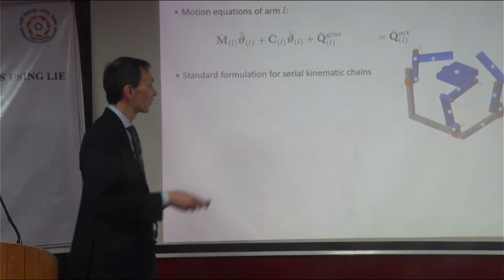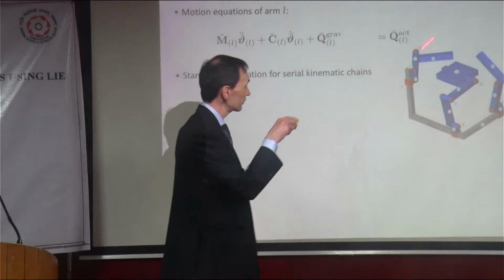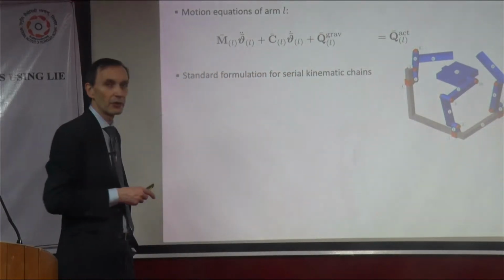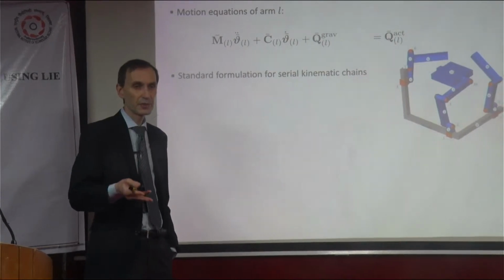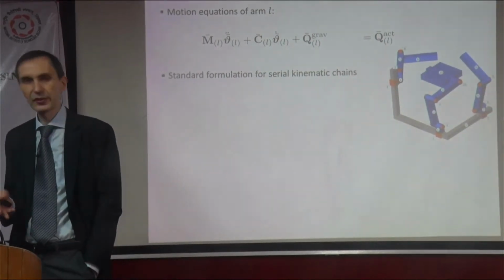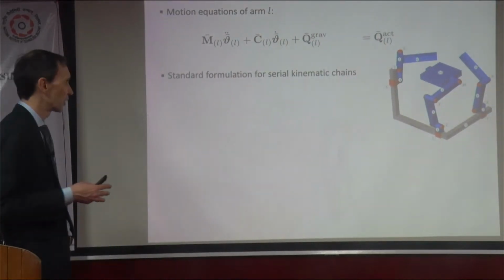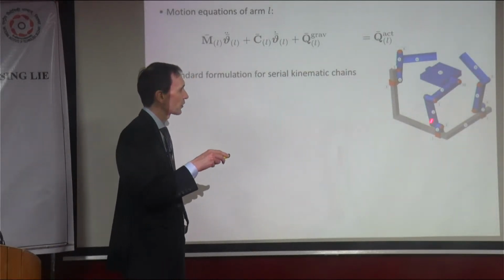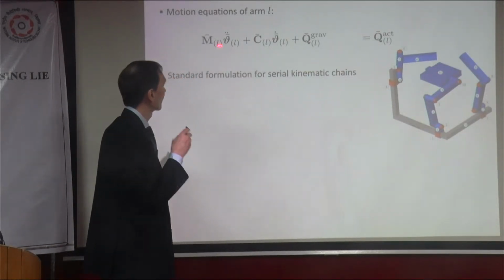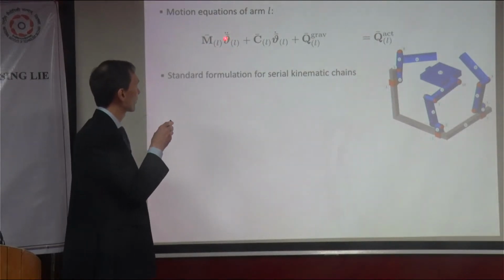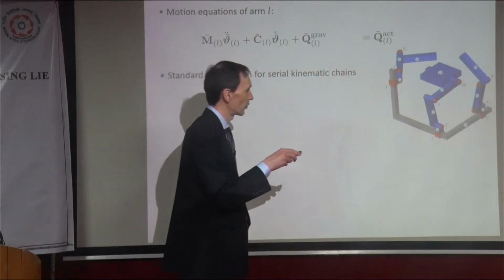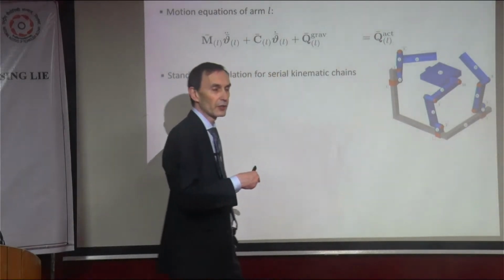Again, this is the system we look at, and we know how to derive the motion equations somehow. Yesterday and the day before we started doing this. The dynamic motion equations of each of the limbs look like this: mass matrix, generalized acceleration, Coriolis term, and the gravity if you want to, and maybe some actuation forces here. Now I would like to assemble it.